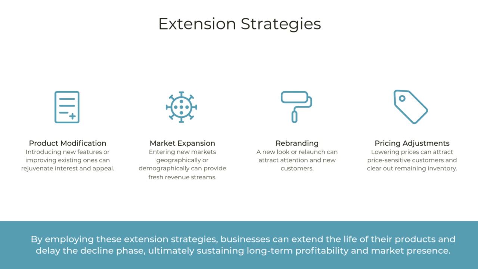To extend the product's life and delay the decline phase, companies can use strategies like product modification. Adding new features or improving existing ones can renew interest. Market expansion. Moving into new markets, geographically or demographically, brings fresh revenue opportunities.